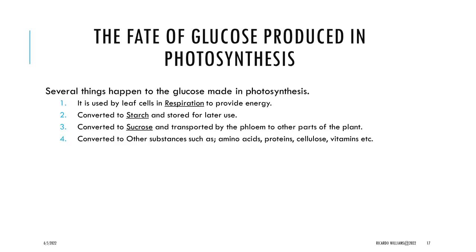And so the fate of the substances produced in photosynthesis is that the glucose is going to be used for energy in respiration for the cell to carry out other duties, and then the excess glucose is going to be stored as starch for later use. In some plants, glucose is converted to sucrose and transported all around the plant. Well, not in some, in most plants. And then the glucose is also converted to other substances such as amino acids, proteins, cellulose, vitamins, and so on.